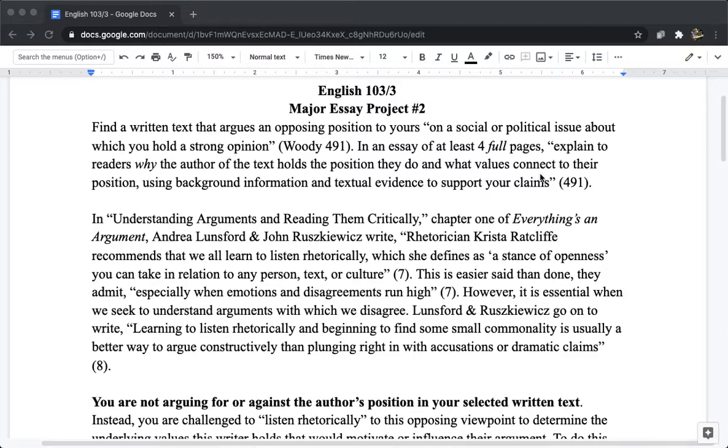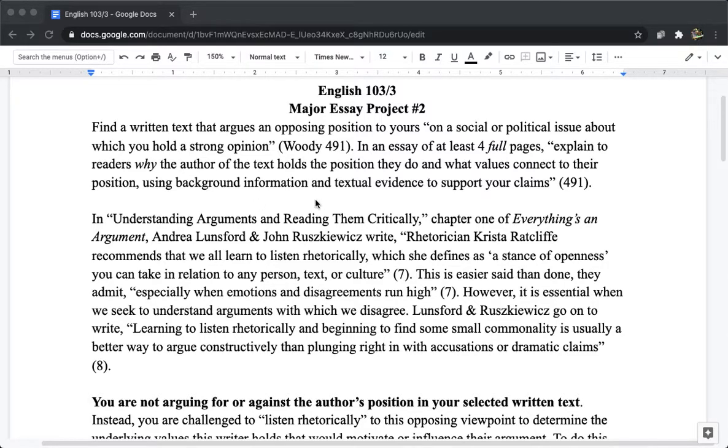Now, in order to do that, we need to understand the underlying values that the author has that would motivate that position. And of course, we're going to need to back up our claims and our analysis with background information and textual evidence, meaning we're going to need to quote from the article. Now, you don't necessarily need to do outside research. The only source that you need to have is your written text that you selected, okay?